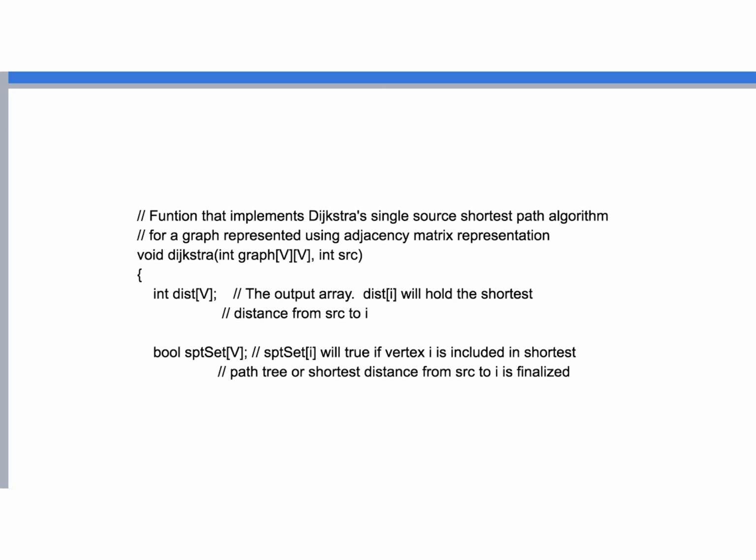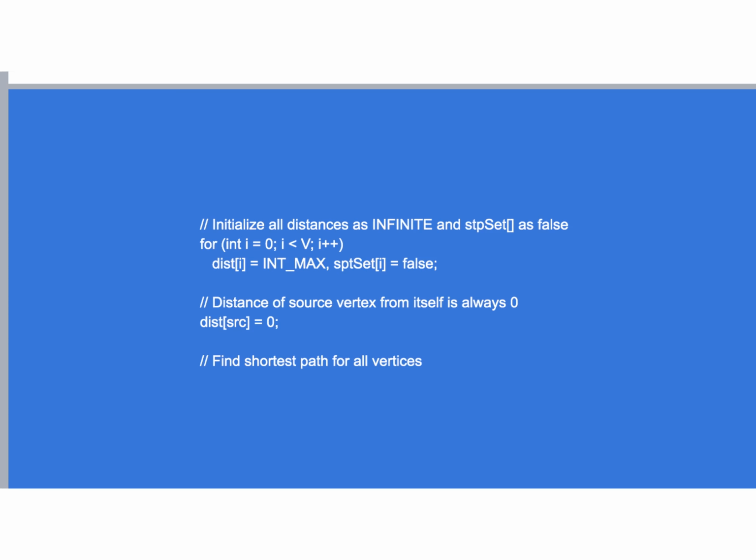Then we're going to use a function that actually implements Dijkstra's single source shortest path algorithm, which is known as SPT. So in the single source shortest path algorithm, we use the adjacency matrix representation. So to get that, we're going to use the graph and the source, nothing else in these two parameters. So we're going to have the distance V, the same thing, and the bool SPT set. So the output array, distance I, will be holding the shortest distance from source to I. And we have the SPT, which will hold true if the vertex is present or not.